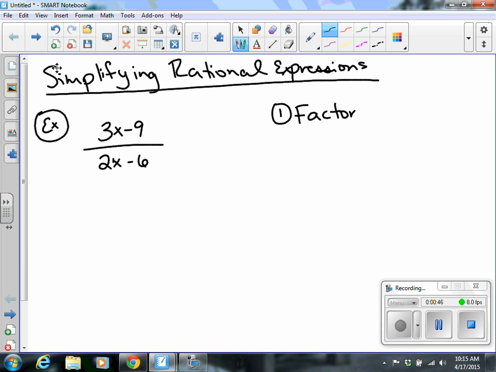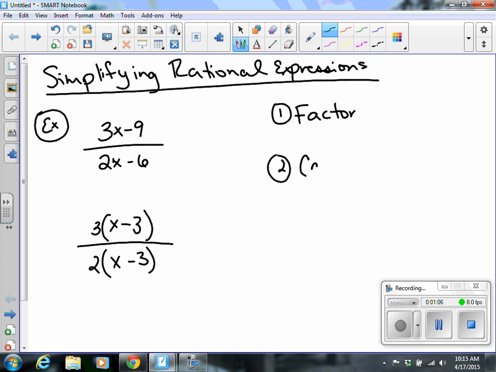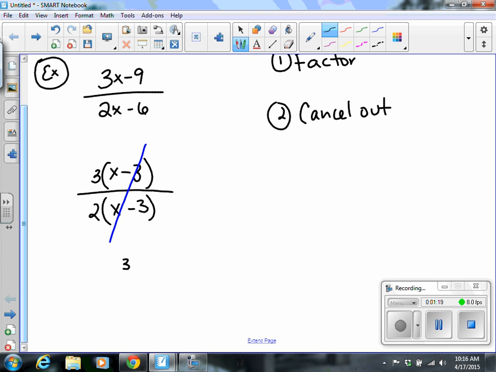So looking at the numerator, I know that I have a 3 in common that I'm going to pull out. So then I'm left with 3 times parenthesis x minus 3. On the denominator, I have a 2 in common. Well, what's left over? X minus 3. Well, looking at this, I see that I can cancel out that x minus 3. So then my answer is what's left over. What's left over is the 3 over 2. Okay, so you have to factor it first and then cancel out what it is you need to.